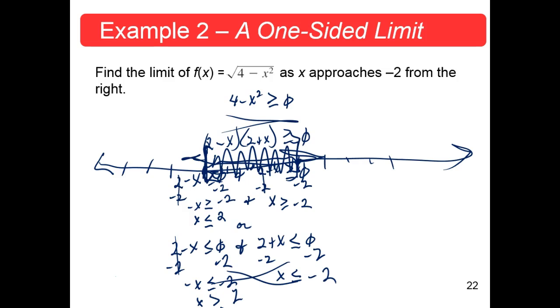As x approaches positive 2 from the right, guess what? Those values are not included. They're not in the domain of your f. But as x approaches positive 2 from the left, yep, that also is going to 0. Okay? So, there we have it.